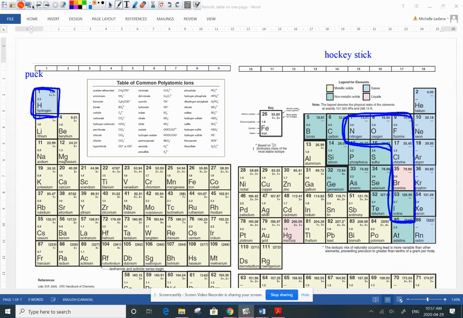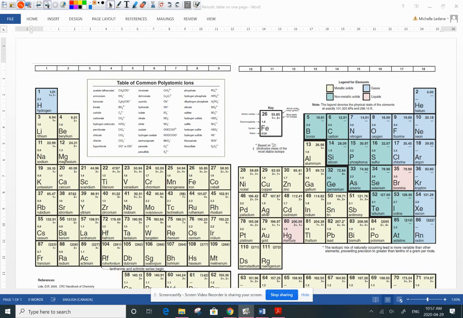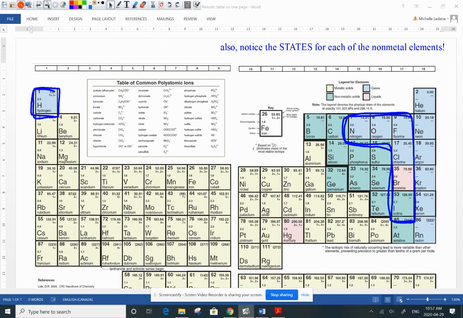Well, how do I know they're a gas? Or how do I know it's a liquid? Or how do I know that it's a solid? And just a reminder that even though hydrogen is on the metal side, the left side of the periodic table, it does act like a non-metal, and that's why we're memorizing it for this. So what if I'm asked about the states of these? Well, the states are listed here.